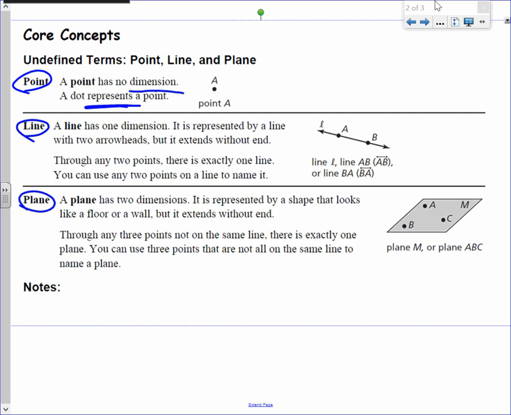Okay, so our perceptual reality is in three dimensions. You and I exist in a three-dimensional reality. When I say three dimensions, when you look at me, I have three dimensions. I have length, I have width, and I have depth. 3D.